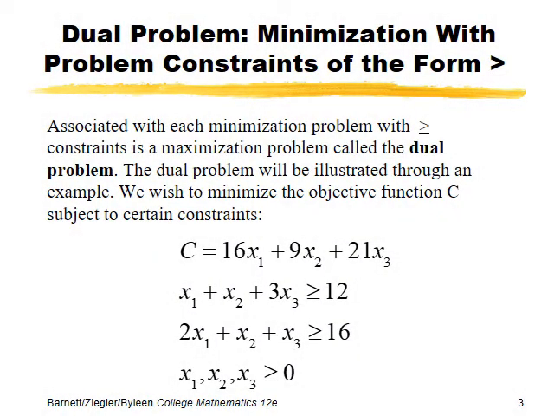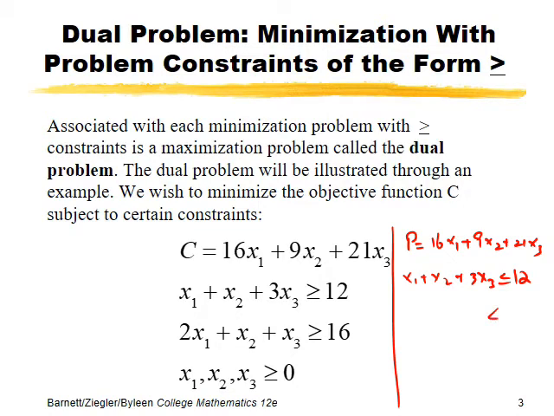Here you can see this is the problem associated with each minimization problem. For example, if I write the same problem in terms of maximization, it would be profit 16x1, 9x2, 21x3, with x1, x2, 3x3 less than 12, less than 16. And here you can see it is greater than. This is a problem of maximization, this is a problem of minimization.